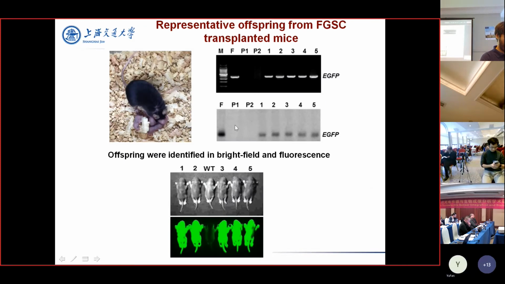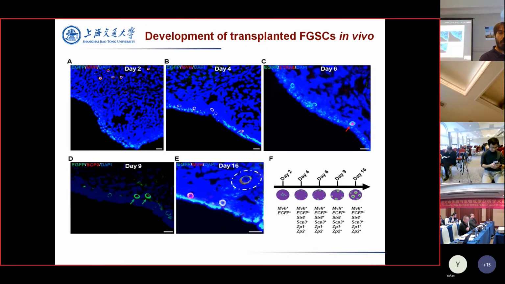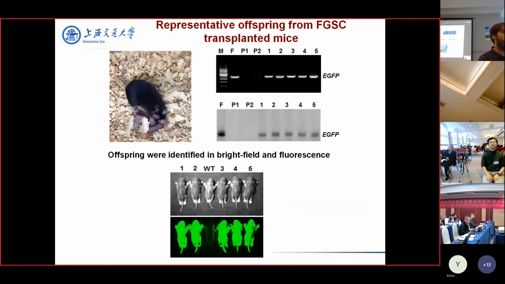When we transplanted the FGSCs into females and mated them with males, they got offspring. We used Southern blot to confirm the offspring, and the offspring were also identified by bright field and fluorescence to confirm they really come from the GFP-labeled FGSCs.